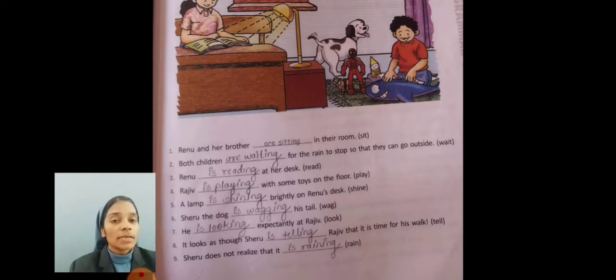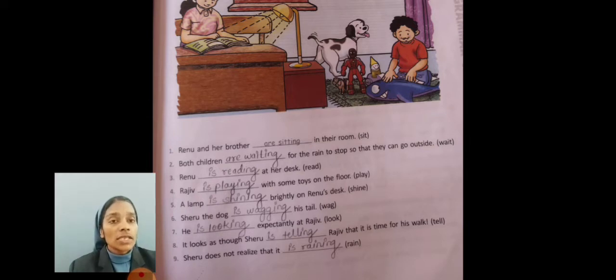Next one: both children are waiting for the rain to stop so that they can go outside. Here the verb is given in the bracket, that is wait. So what is the ing form of the verb? Waiting. What is the subject here? Both children. That's a plural. So we use the auxiliary verb are. Both children are waiting for the rain.